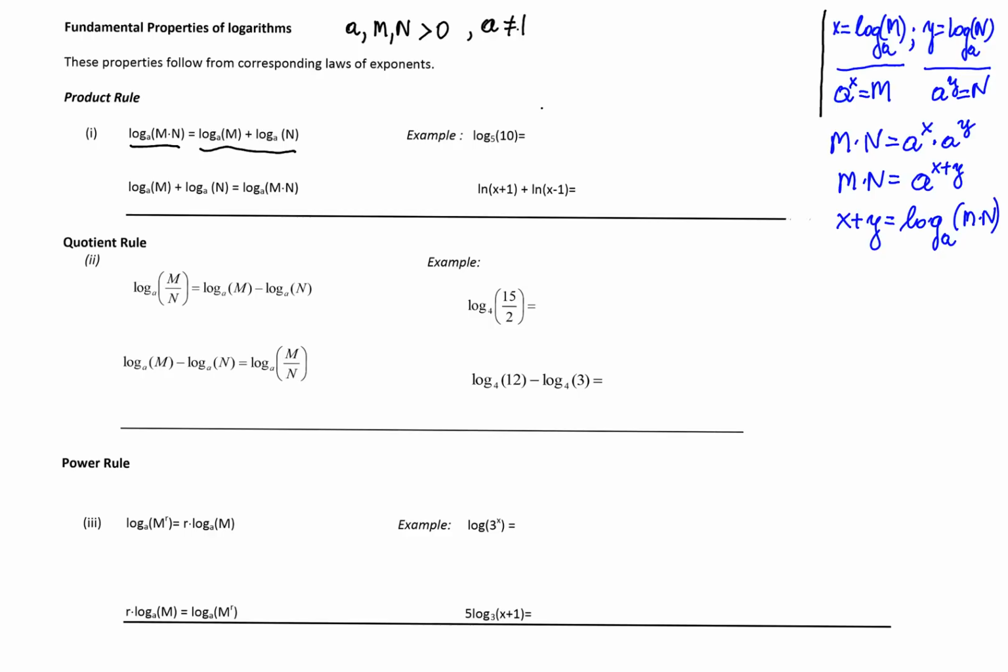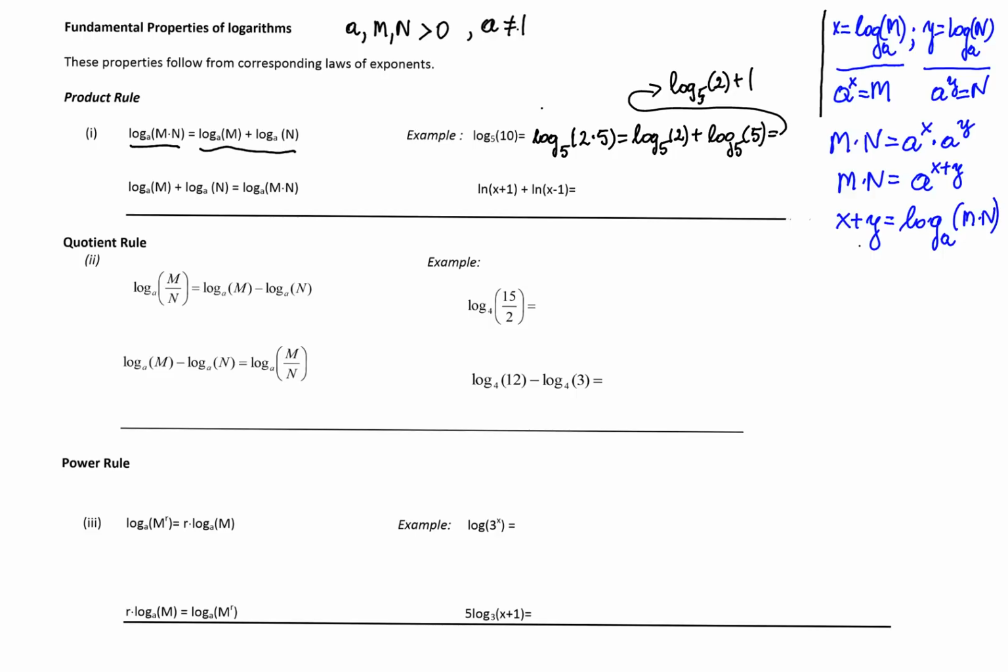Let's look at an example where this property can be applied. We have logarithm to the base 5 of 10, and if we write 10 as 2 times 5, we can use the property and rewrite that logarithm as the logarithm to the base 5 of 2 plus logarithm to the base 5 of 5. And since logarithm to the base 5 of 5 is 1, we can write it as a logarithm to the base 5 of 2 plus 1.